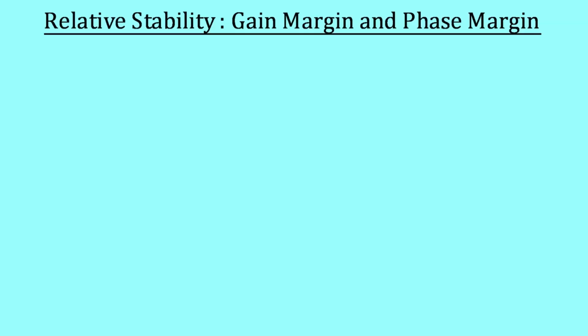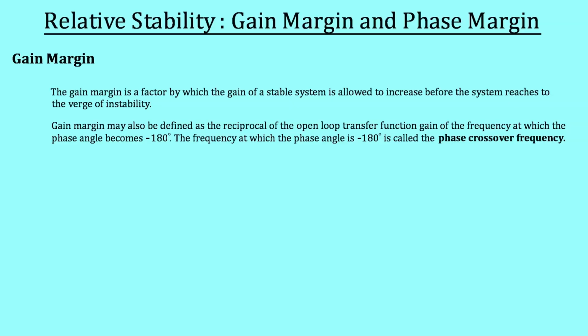In this lecture, we are going to study gain margin and phase margin, which are very important parameters for finding the relative stability. The gain margin is a factor by which the gain of a stable system is allowed to increase before the system reaches the verge of instability. It can also be defined as the reciprocal of the open loop transfer function gain at the frequency at which the phase angle becomes minus 180 degrees. The frequency at which the phase angle is minus 180 degrees is also referred to as the phase crossover frequency.